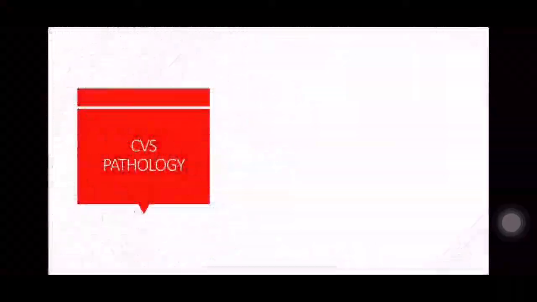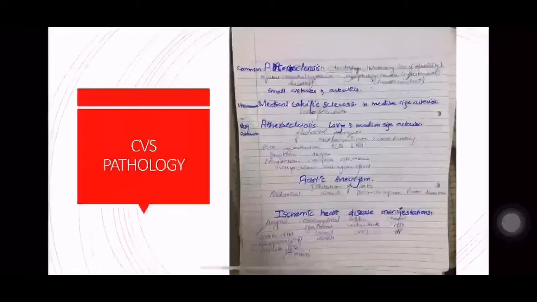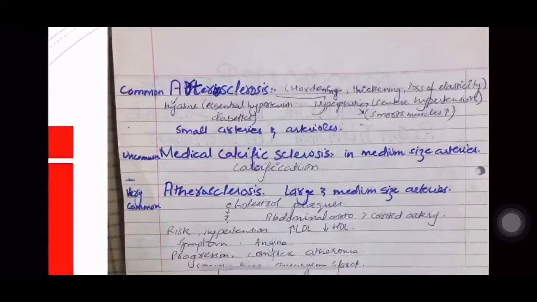Next, we have arteriosclerosis. Arteriosclerosis is hardening, thickening, and loss of elasticity of arterial walls. It has different types. Arteriolosclerosis commonly affects small arteries and arterioles. Medial calcific sclerosis, uncommon, affects medium-sized arteries, and atherosclerosis, a very common disease, affects elastic arteries and large and medium-sized muscular arteries.